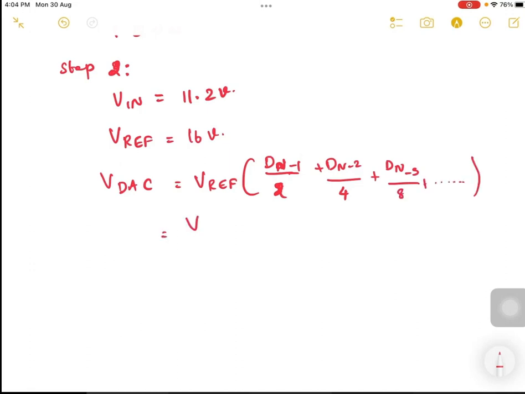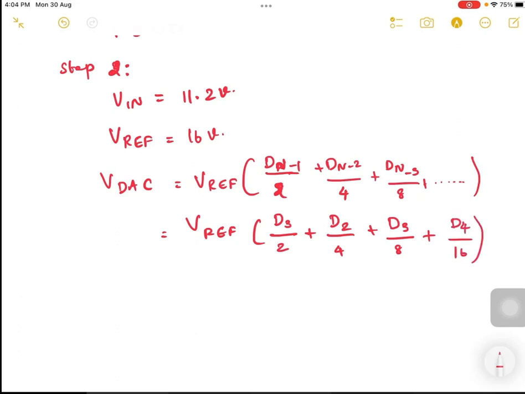In our case, for a 4-bit ADC, we have D0, D1, D2, D3, so VDAC equals V reference times (D3/2 plus D2/4 plus D1/8 plus D0/16). This is the output voltage from the DAC for the 4-bit converter, and this is the value we have to compute. Please remember, I have taken the input voltage as 11.2 volts and the reference voltage as 16 volts. Now I need to find the equivalent digital value using this formula.